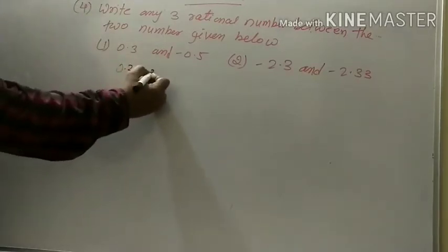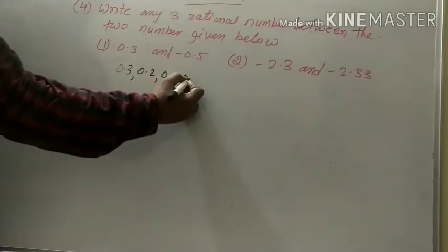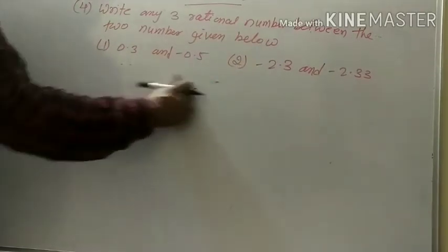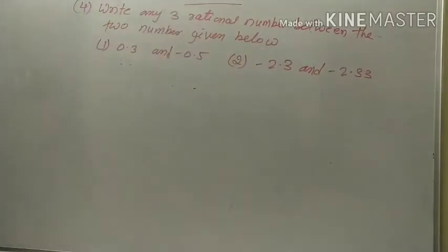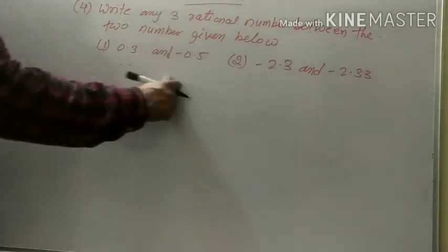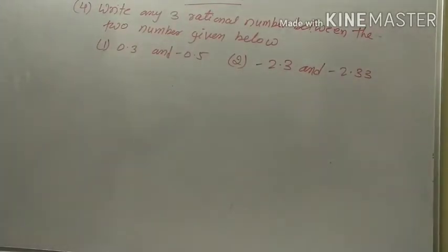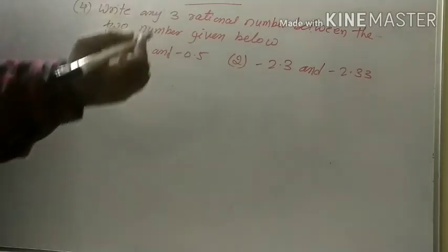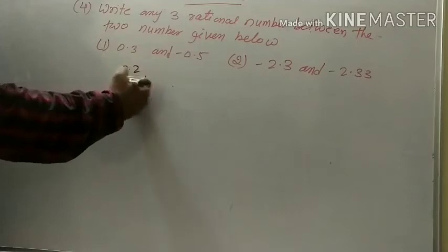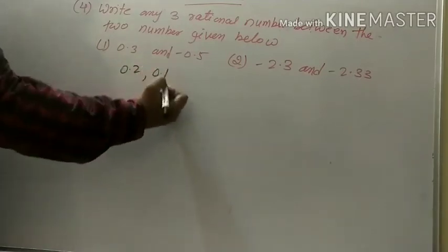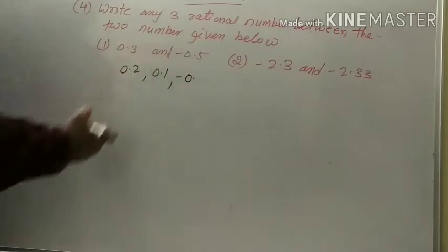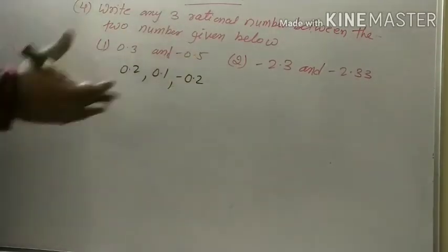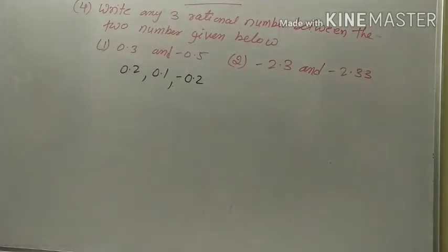0.3, 0.2, 0.1, 0.0, minus 0.1. Like that, there are a lot of numbers in between 0.3 and minus 0.5. So we write any three numbers in between 0.3 and minus 0.5. We take 0.2, 0.1, minus 0.2. These are three numbers in between 0.3 and minus 0.5.